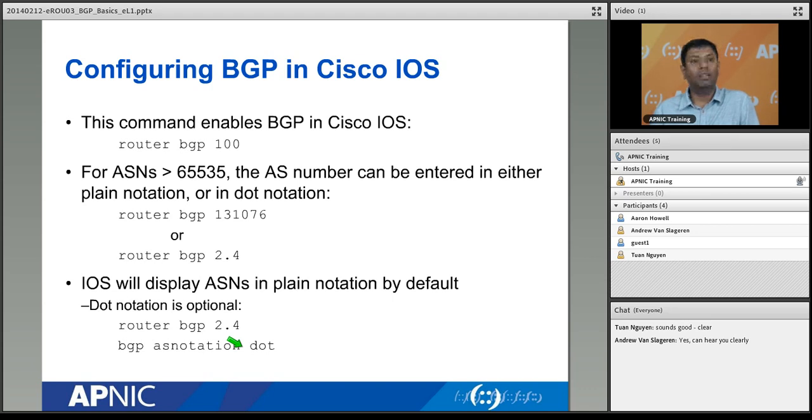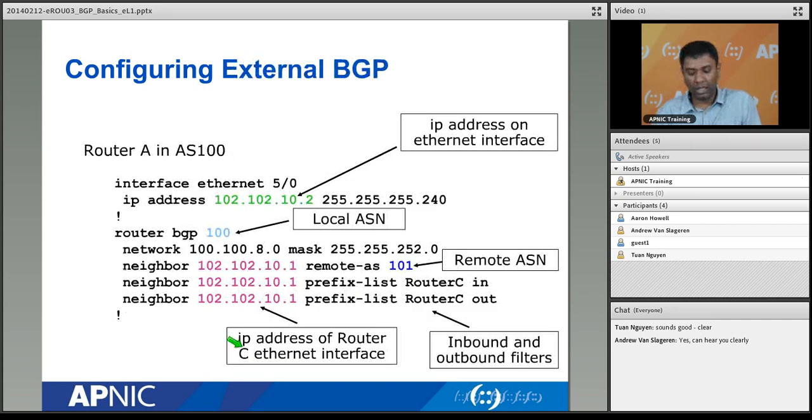Then it will take the dot notation all the time, and even in the AS path and everywhere it will show you the dot notation. Okay, say for example, router A in AS 100, how do you configure the BGP peering? Well, the IP address used on the interface for the eBGP peering, this is the IP address used on our interface. On the other side, use .1.